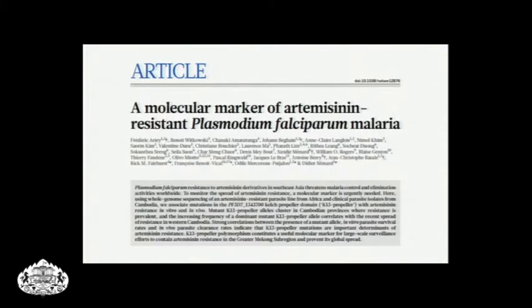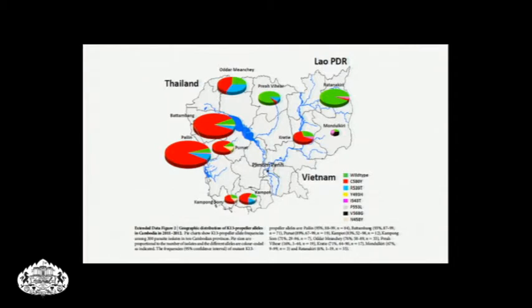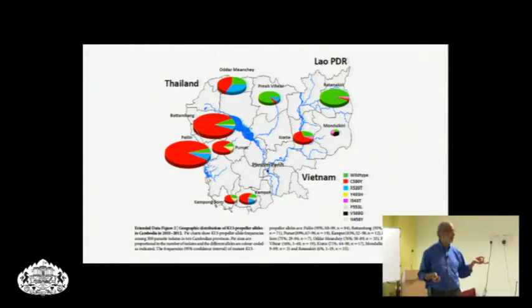Anyway, we now know what the molecular marker for this resistance is. It's on this particular gene called K13, or a Kelch propeller domain protein on chromosome number 13. Mutations in that are associated with this phenotype that you see. I won't go into much detail about that, but you can see that green is the wild type, and all these colors are different mutations in that Kelch 13 gene.